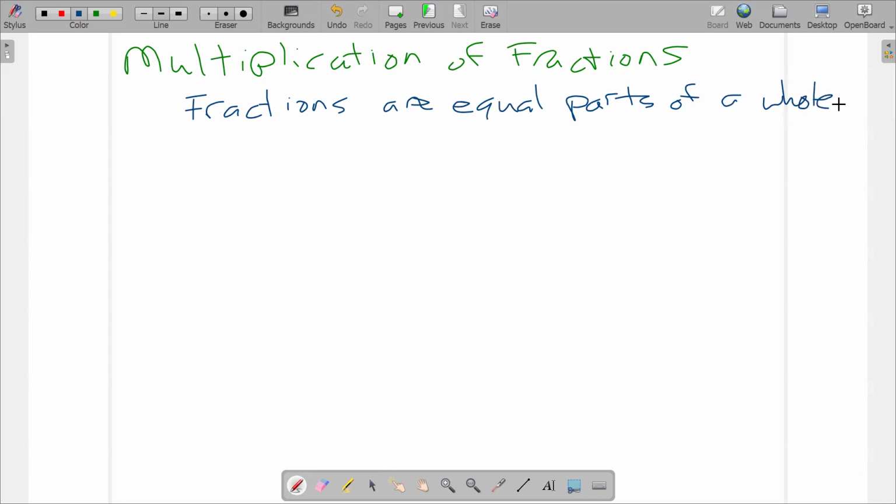Now, with multiplication, we had a couple of ways of saying what multiplication was. One of them was the idea of repeated addition. That doesn't always work with fractions. But another thing we had was groups of, like two groups of three. That was how we figured out what 2 times 3 was. So we're going to try that version here. Multiplication means groups of.